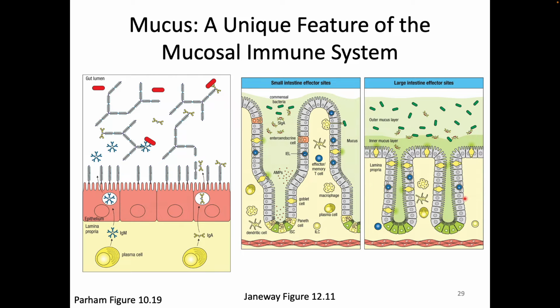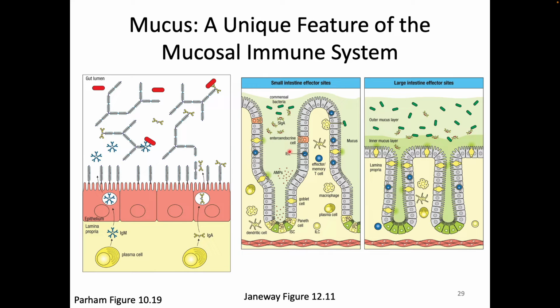You can see this here as well. So here is our layer of cells. We've got the immune cells underneath, inside the tissue. And outside the tissue, we have our secreted IgA, as well as all of our mucus, giving us a nice layer of protection of the barrier.